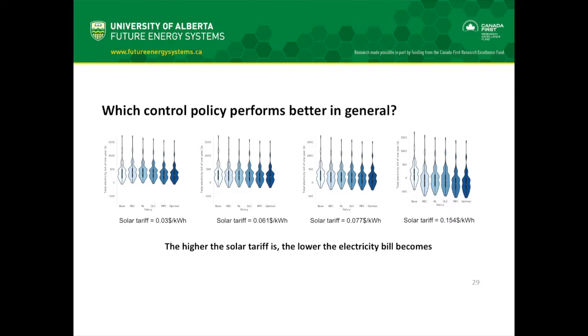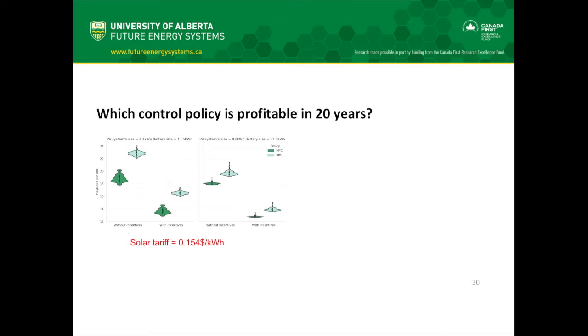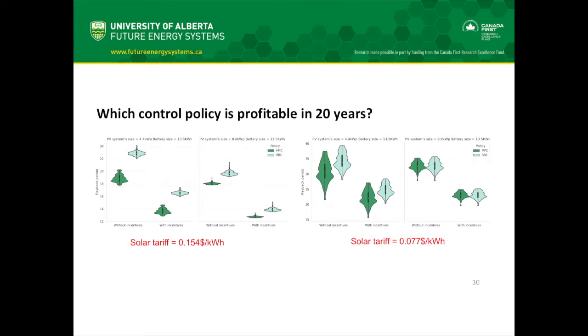And we see that here, MPC is outperforming for all of the solar tariffs. Solar tariff is the tariff that is used for selling the energy back to the grid. So as we see here, if we have a higher solar tariff, the bill would be reduced. And finally, we also evaluated the control policies based on the payback period. We see that MPC always has a shorter payback period compared to RBC, the rule-based controller, and also a higher solar tariff causes a shorter payback.